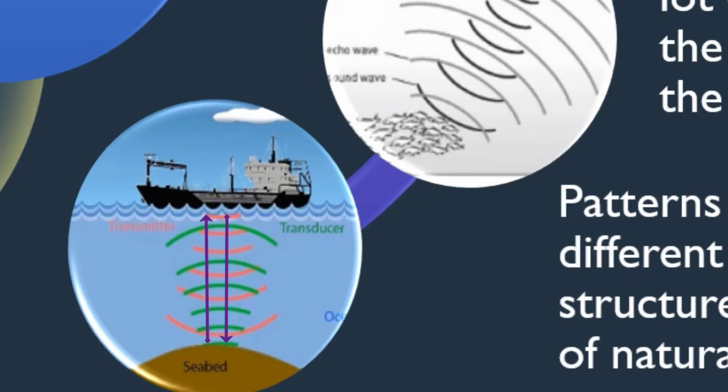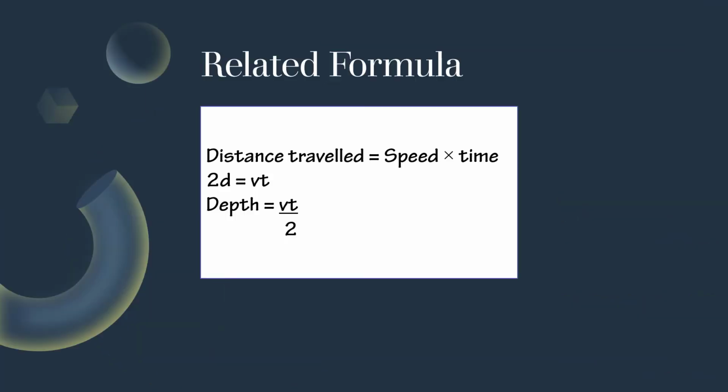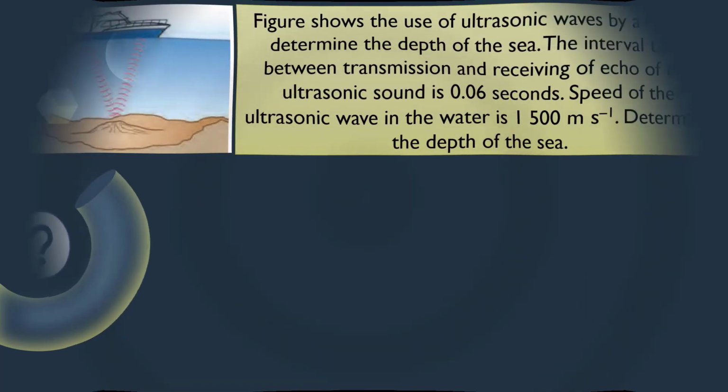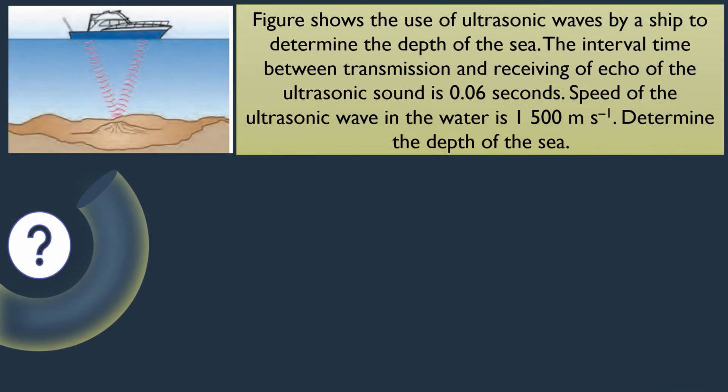Here is an example question. The figure shows the use of ultrasonic waves by a ship to determine the depth of the sea. You are given the time, which is 0.06 seconds. Make sure you read carefully. The time given is the time between transmission and receiving. And then the speed is 1,500 meters per second.